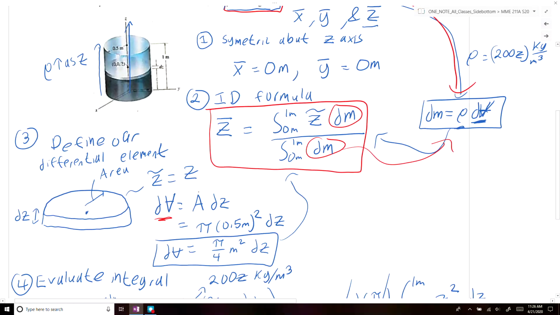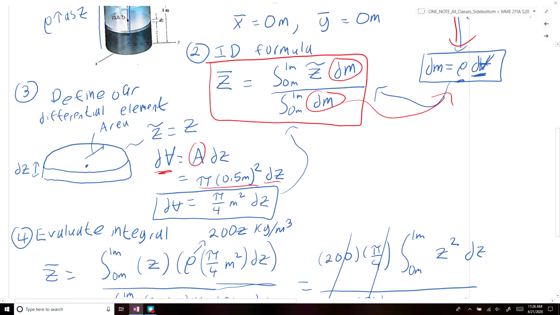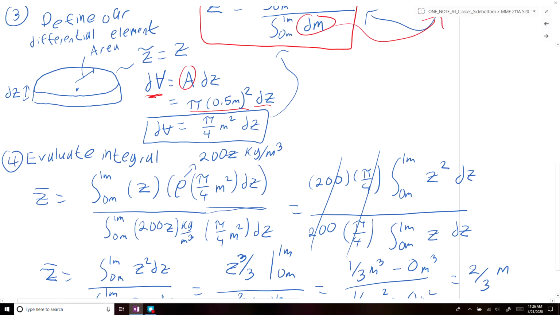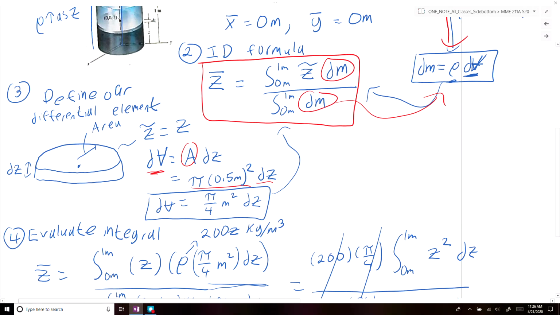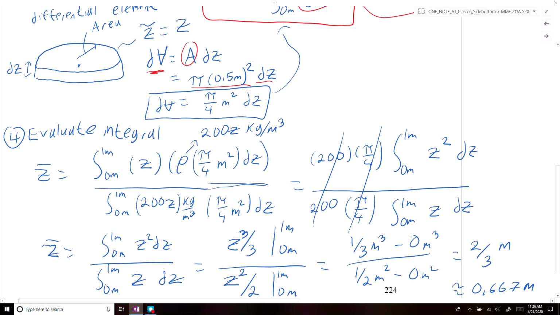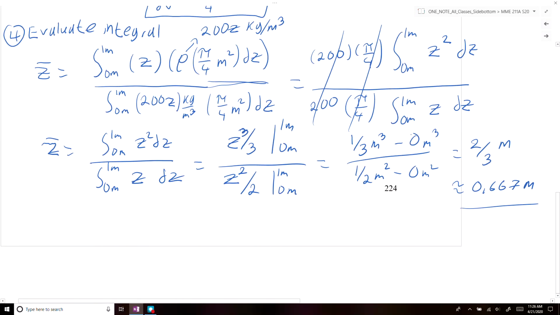So dv is equal to our area times dz for the thickness of a very thin cylinder, or for the volume of a very thin cylinder. And once we had all that, we could just plug dv and dm into our integral for z bar, and then we just hit integrate, and we got our answer. All right, so that concludes how you could determine the center of mass for a 3D object using our integration formula.